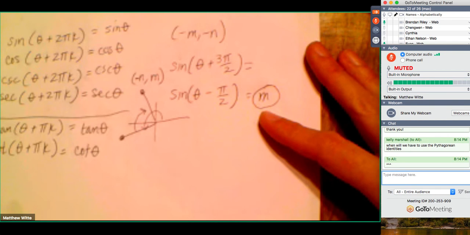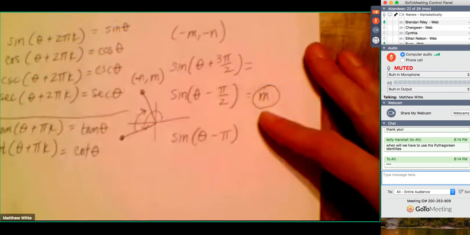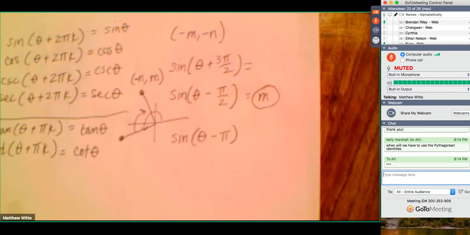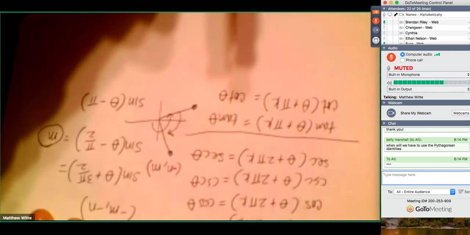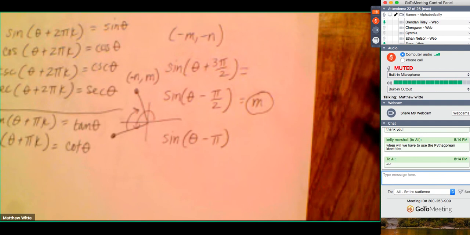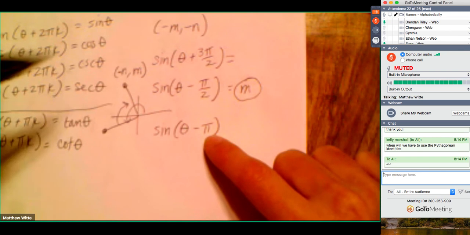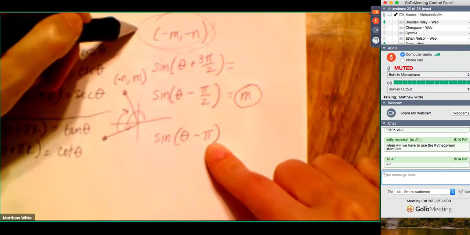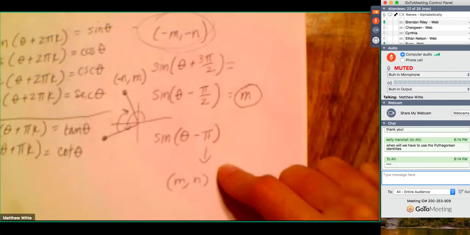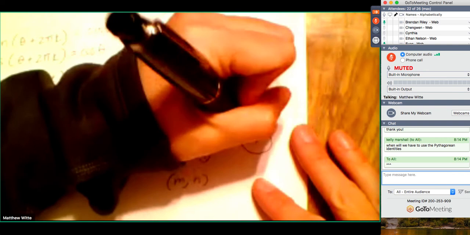Now, if I asked you for the sine of theta minus pi, you're subtracting 180 degrees. You're in reality just turning this paper 180 degrees, so it's upside down. It doesn't matter which way you turn it. If I add 180 or subtract 180, it's going to be upside down regardless. So if your original coordinates were -m, -n, the minus pi is going to make your coordinates m, n. Both signs change, but you do not swap. So the sine is going to be n.